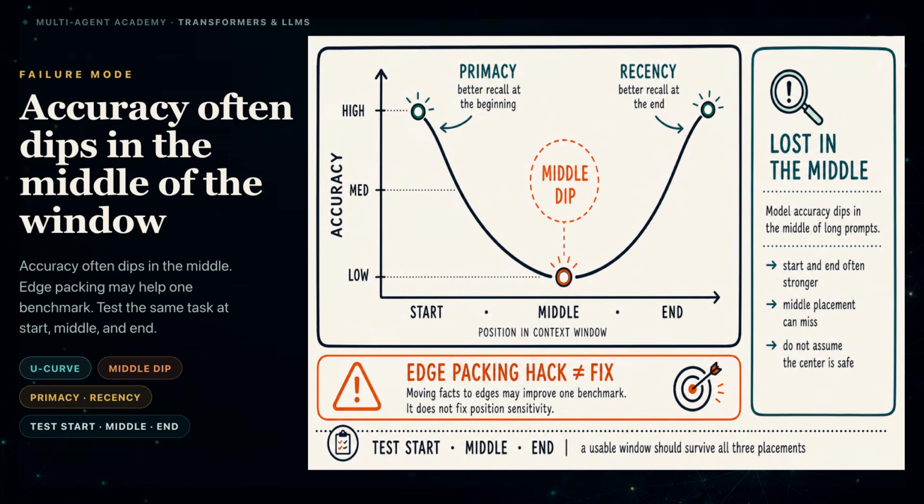Moving every important fact to an edge may improve one test, yet it does not remove the model's sensitivity to position. A better evaluation repeats the same task with key facts near the start, middle, and end. A usable window should support the task across all three positions.